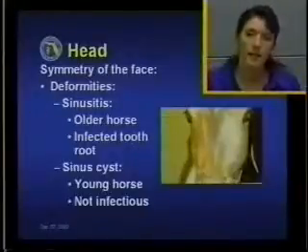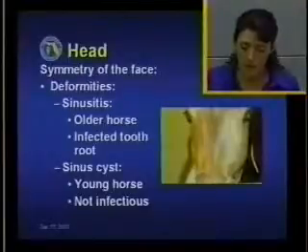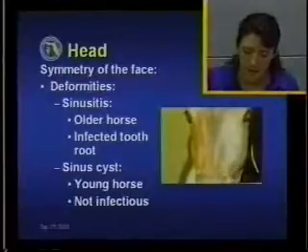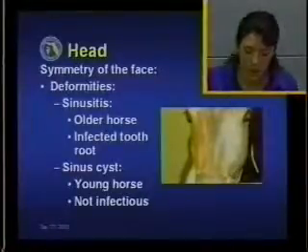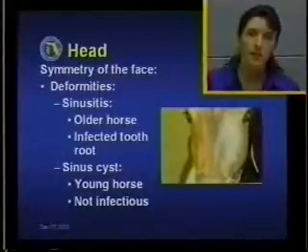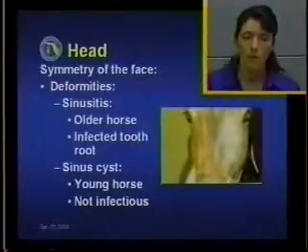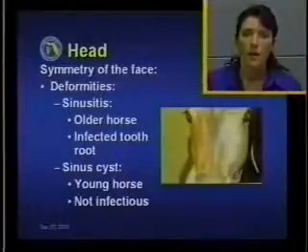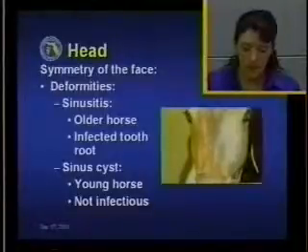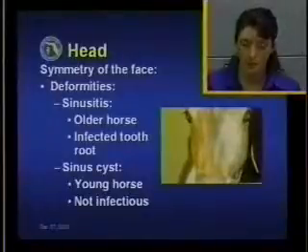When you look at a horse's head, it's really important to assess the symmetry of the face. And the asymmetry can affect various parts of the face, including the sinuses. And sinusitis is a fairly common disease observed in horses. Usually this disease affects older horses, and it is associated with an infection of a tooth root, because the molar teeth roots actually are located within the sinuses of horses, and therefore any infection at the base of the tooth can result in a generalized infection of the sinuses.